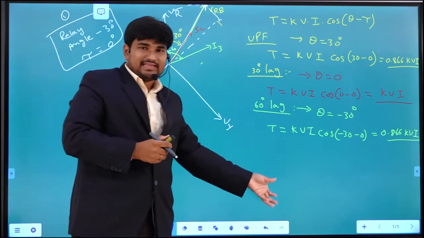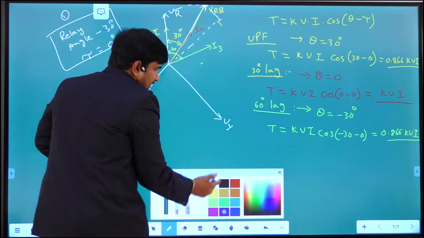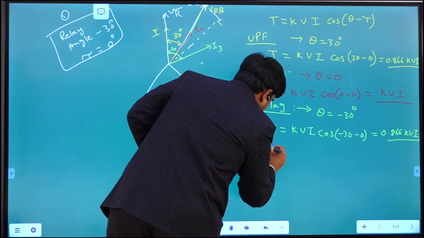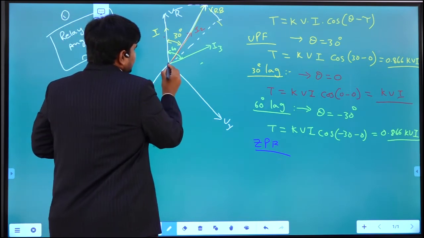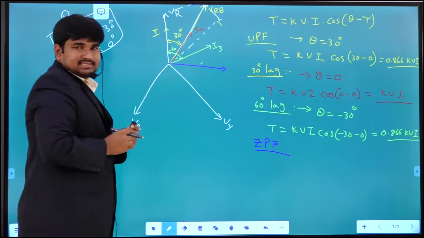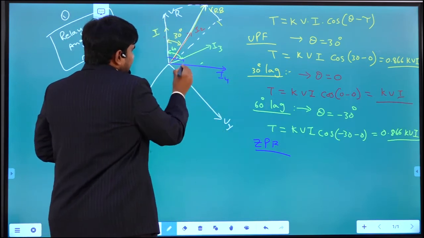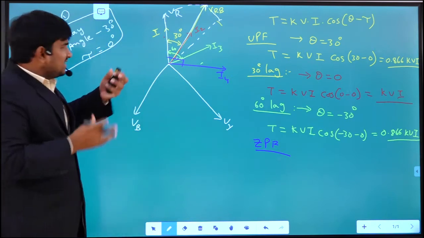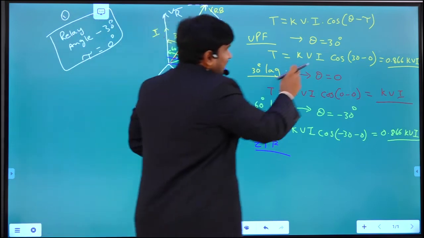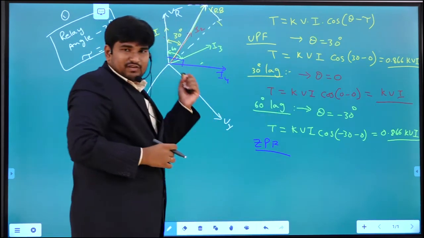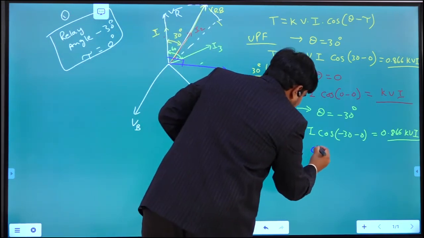Let us take case 4, that is 90 degrees, that is ZPF, zero power factor lagging. So what does zero power factor lagging mean? It will be 90 degrees. The current I4 is 90 degrees with respect to VR. In this case, what is the angle between VRB and I4? Theta, in between VRB and I4, is equal to minus 60 degrees.